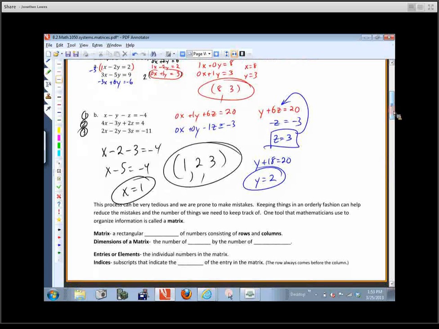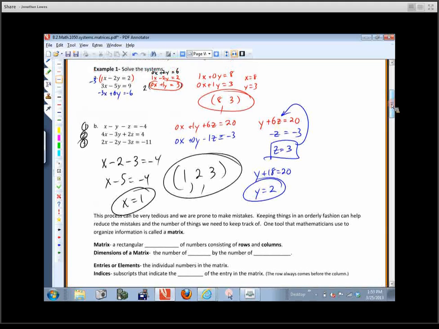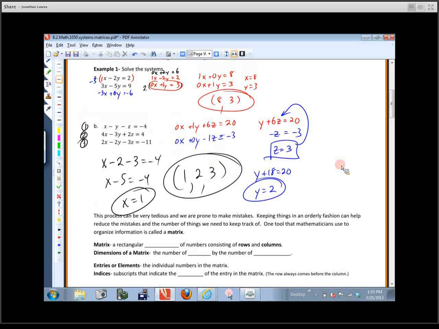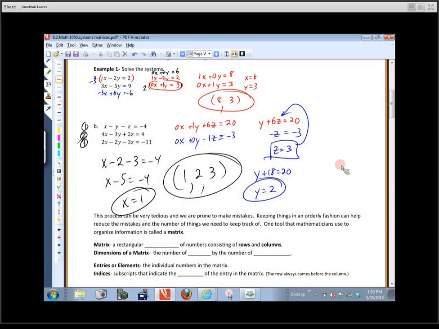One of the things that makes this difficult, now you'll notice how much writing I did on both of these. Okay, and this was a relatively simple 3x3. What makes solving a 3x3 difficult is keeping everything straight. It can be pretty tedious. There's a lot of arithmetic. You've got to keep the x's and y's straight and all that sort of stuff. Okay, so when mathematicians run into something like this, they like to keep things nice and neat and arranged, and we've got a tool that can help us keep things nice and neat and arranged.